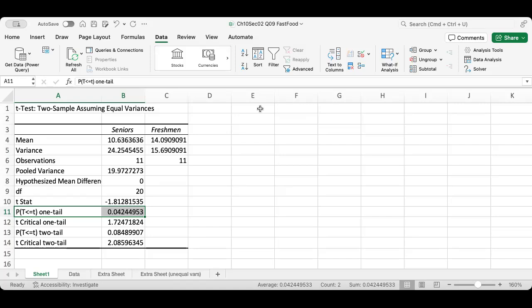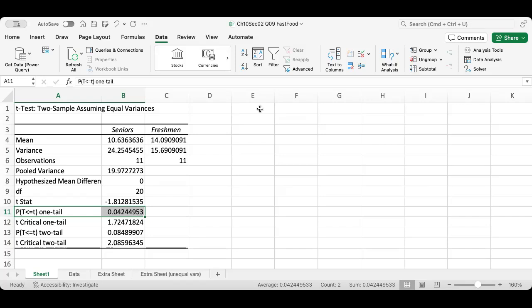I mean, there is clearly a difference in the means. 10.6 versus 14.1. Yeah. Freshmen seem to eat out more. But is it statistically significant? I got one answer that says yes, but what's my other method? Check the p-value or calculated T versus critical T.